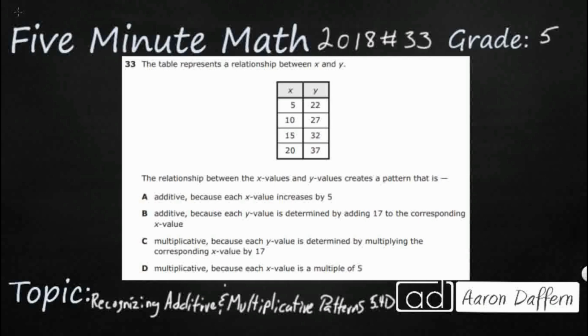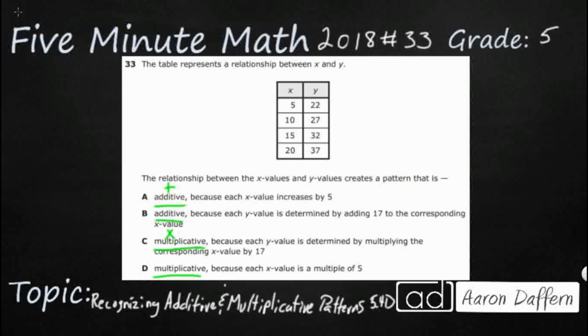All right, so we have a table here, and there's a relationship between x and y. Our job is to figure out, is it additive or is it multiplicative? So additive means we are adding something. Multiplicative means we are multiplying something. So let's see if we could change these descriptions in A, B, C, and D into equations and see if we can figure out which of these equations matches this table that we have working here.